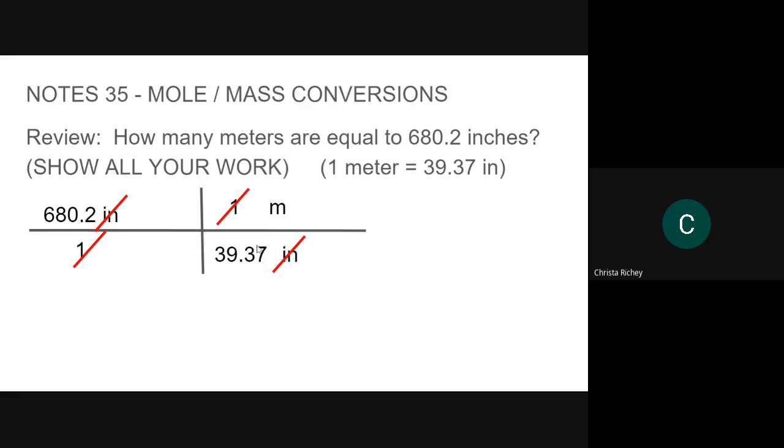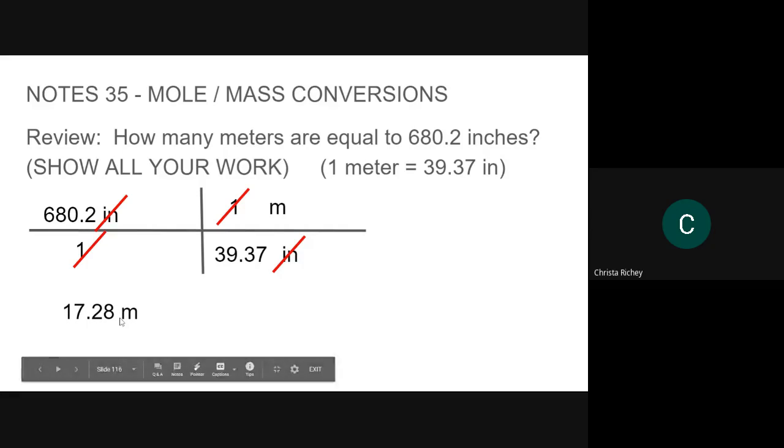Now, this is a one step. It's pretty straightforward, but parentheses are your friend when we get into multi-step conversion problems. And we will do that on Wednesday. And like I said, hopefully I will be in my room. But this essentially translates to 680.2, technically times 1 divided by 1, but I canceled them out, divided by 39.37.